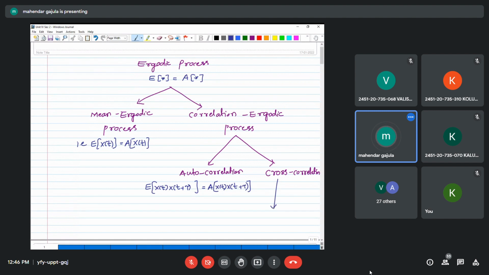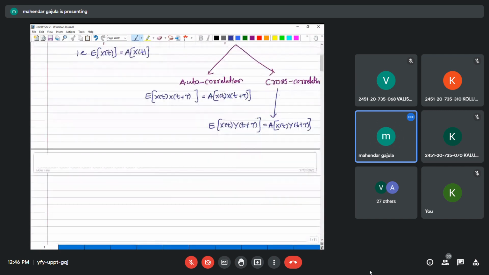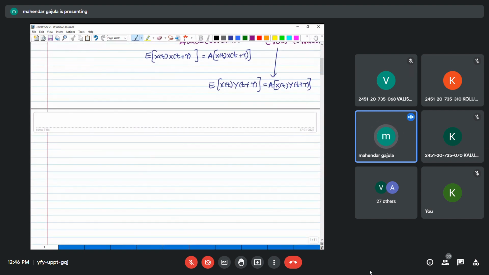Similarly, for cross correlation, the expectation involves one random variable from one random process and the other random variable from another random process. x(t) is the random variable from the x(t) process and y(t plus tau) is the random variable from the y(t) process. That equals A, the time average of x(t) y(t plus tau). So this is about autocorrelation and cross correlation ergodic processes.